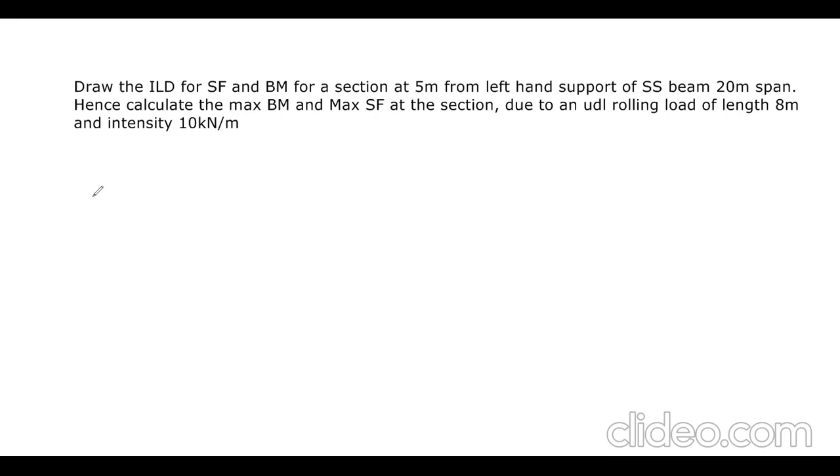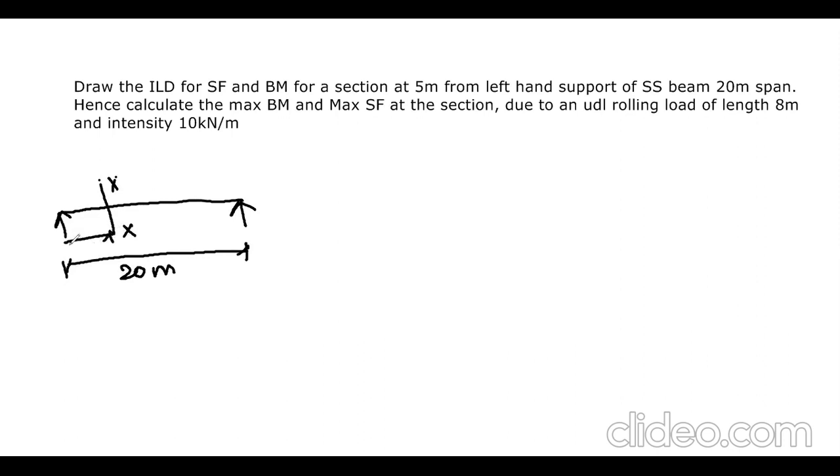From the data you will know that first they are asking to find the influence line diagram for bending moment and shear force. Here they are not asking about the reactions. So we have to find only two things: the shear force and bending moment. Then using that influence line diagram we are going to find the maximum bending moment and maximum shear force at the section. The first thing is it is a simply supported beam, its span is 20 meter, and the section they have considered, we are taking as XX, which is at a distance of 5 meter from the left support.